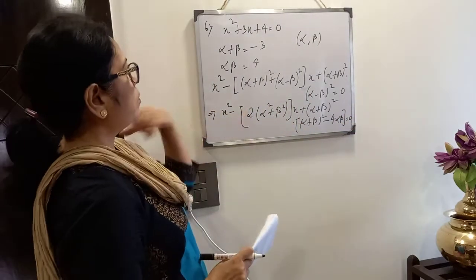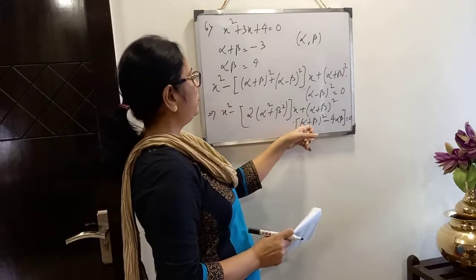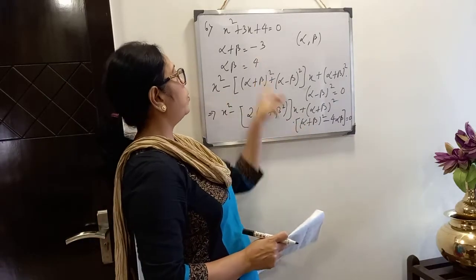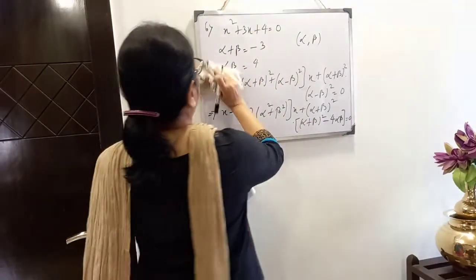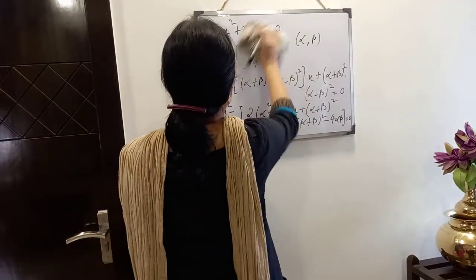Otherwise, it is not possible for us to put the values. We know alpha plus beta. Alpha minus beta we don't know. Now, alpha plus beta is minus 3, alpha beta is 4.